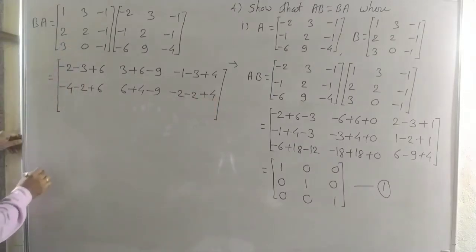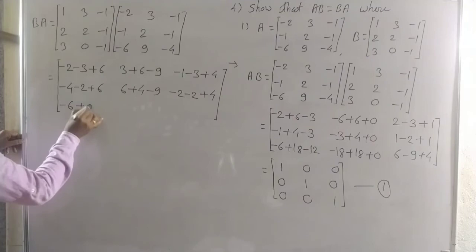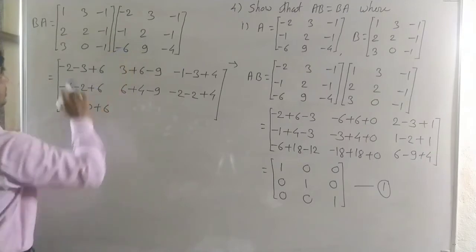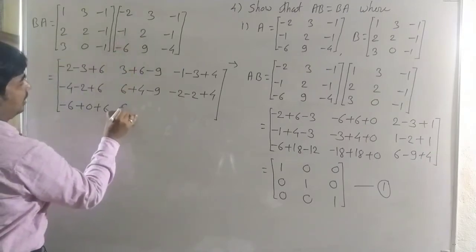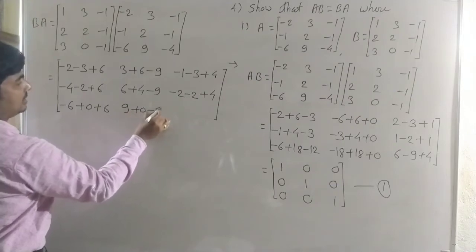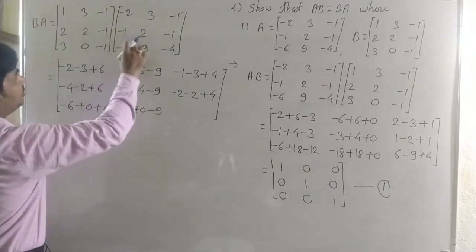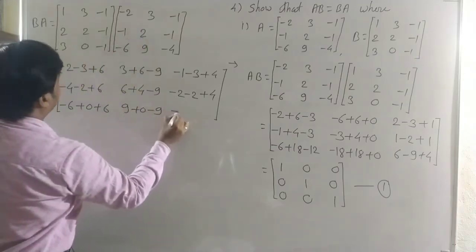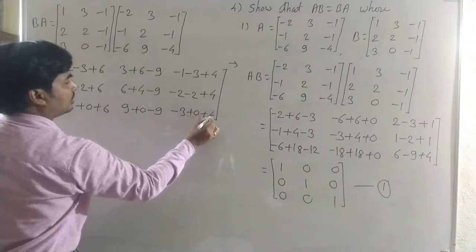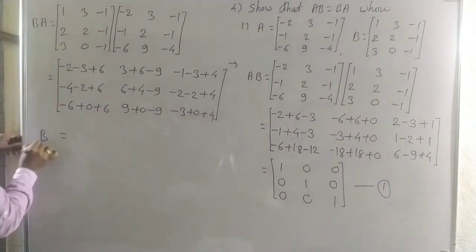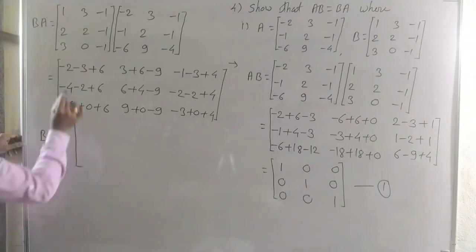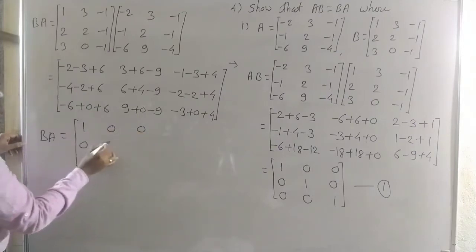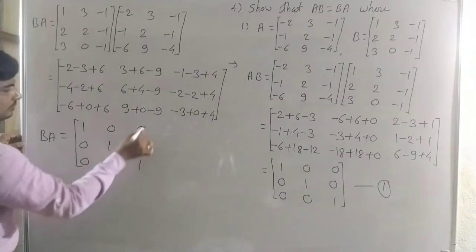Now third row, first column: minus 6 plus 0, and it is plus 6. Then third row, second column: 3 into 3, 9. 0 into 2, 0, and minus 1 into 9, it is minus 9. Then third row, third column: minus 3 plus 0, and it is plus 4. And then B into A is, again the calculation is same, 1, 0, 0; 0, 1, 0; and 0, 0, 1.